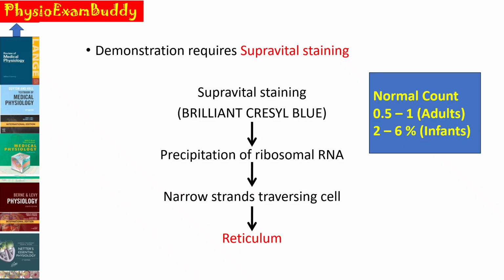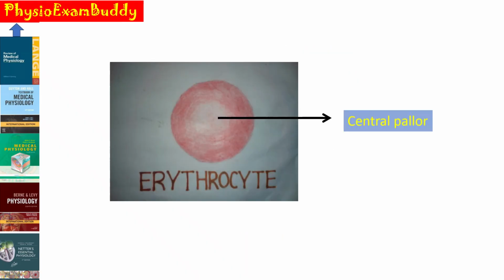And you should also know the normal count of the reticulocyte, that is, it is mainly 0.5 to 1% of the RBC count in adults, or 2 to 6% of the RBC count in infants. So for knowing the reticulocyte count, you should first know the RBC count, then only you will get the reticulocyte count. So in case of a normal adult, it will be 0.5 to 1% of the RBC count, whereas in case of infants, the reticulocyte count will be equal to 2 to 6% of the RBC count. And from the reticulocyte arises our mature red blood cell, or the erythrocyte.